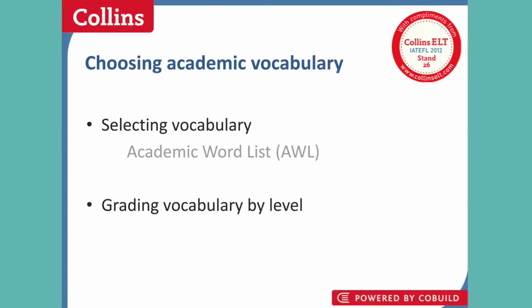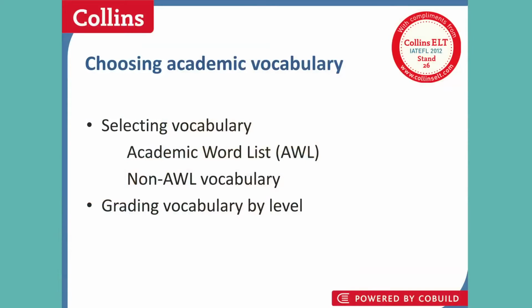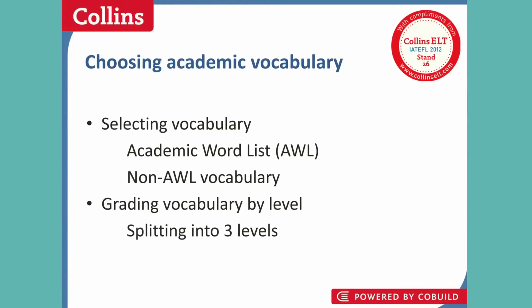Now, the first obvious starting point when you're thinking about academic vocabulary nowadays is to use the academic word list. I'll explain a little bit more about it, but that is generally seen as a really good starting point for thinking about what academic vocabulary students need to learn. But as the process went on, we realised that perhaps we needed to include some non-AWL vocabulary in our books as well. And I'll explain why we did this and how we chose that vocabulary. The next stage was splitting by levels.